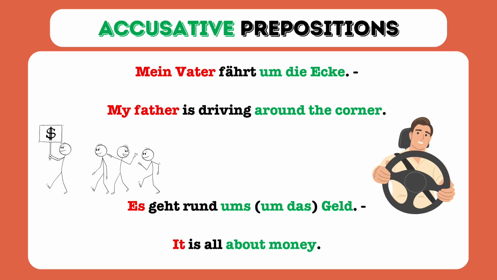Mein Vater fährt um die Ecke. My father is driving around the corner. Um die Ecke is around the corner. Um means around. Similar to what we did with das in the other prepositions, we can also combine um and das to get ums. Es geht rund ums Geld. It is all about the money.